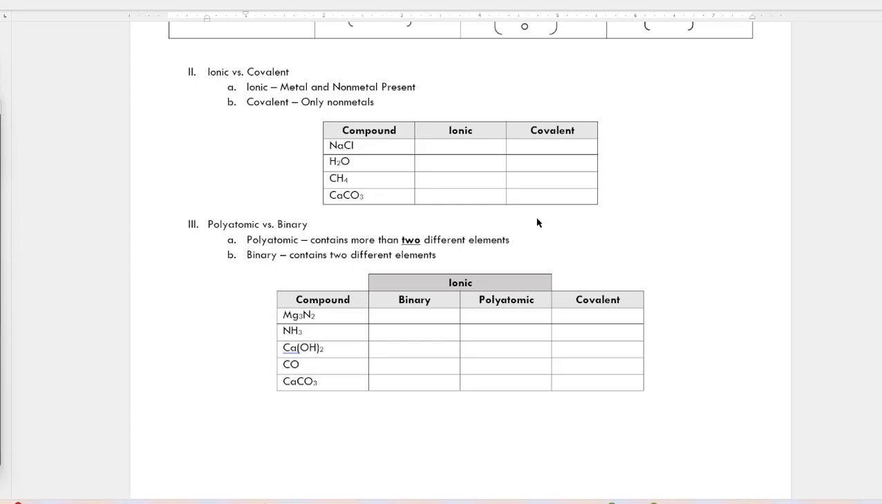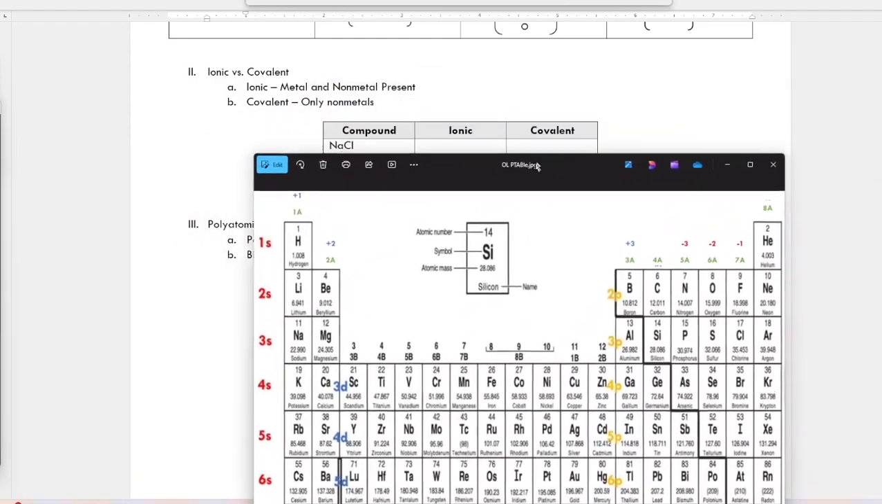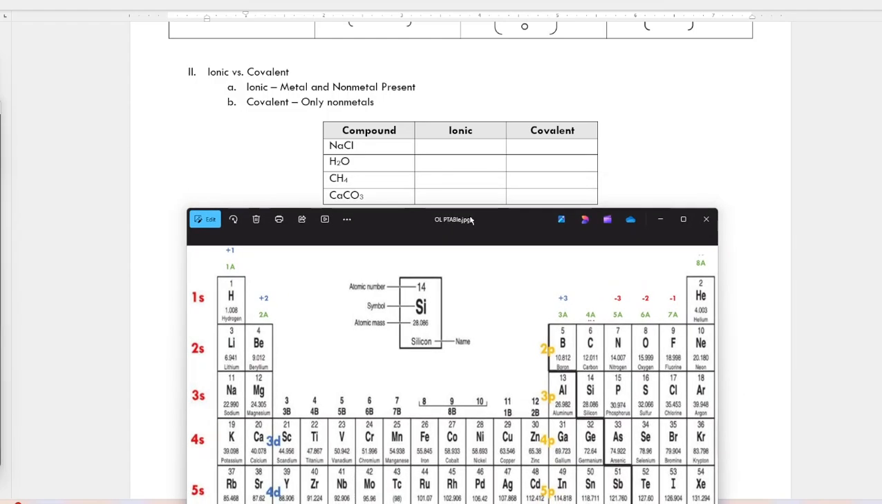First, we need to know if it's ionic or covalent. And we just talked about how we can tell if something's ionic or covalent, right? So we look at the first element. Let me pull up my periodic table here. At this point, we really should be memorizing where some of these things are, like sodium. We talk about sodium every single day in this classroom. We talk about water every day. We talk about magnesium almost every day.